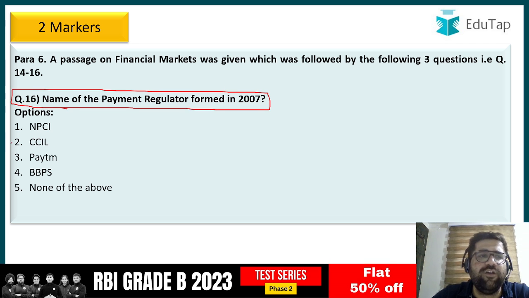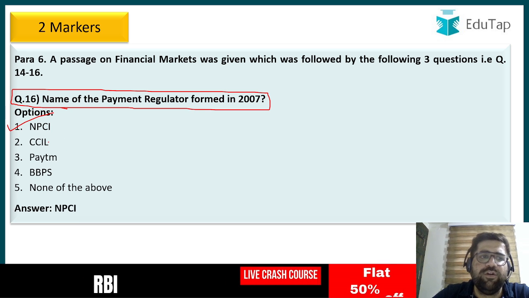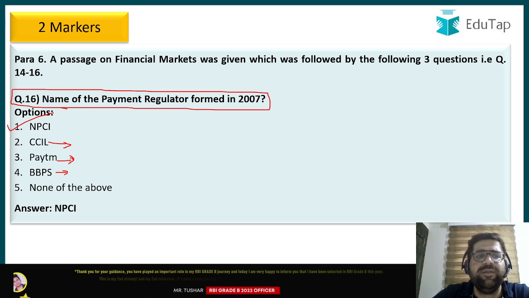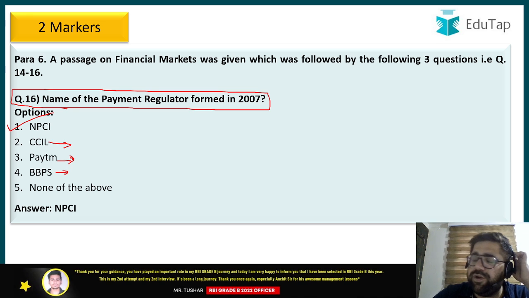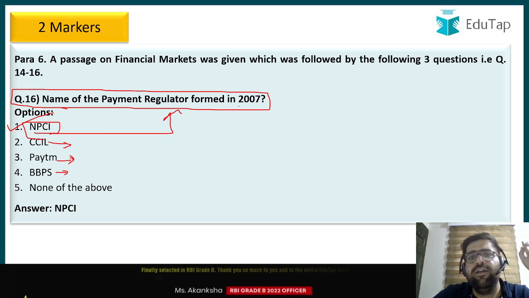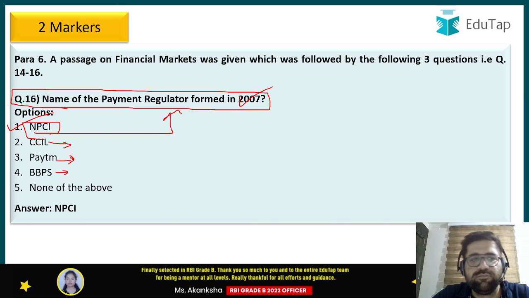Hardly a 10-second or 5-second question. The answer will be NPCI. Okay, because CCSL, as I told you, is a central counterparty for government securities. Paytm, we all know, is a private company. Bharat Bill Paying System is also one of the products of NPCI. Therefore, the correct answer will be NPCI only, and they have been the payment regulator since 2007.